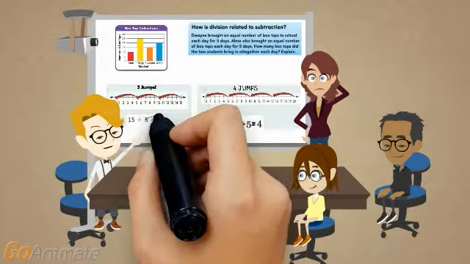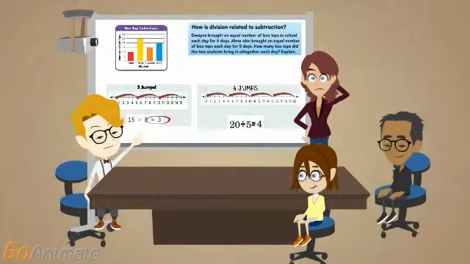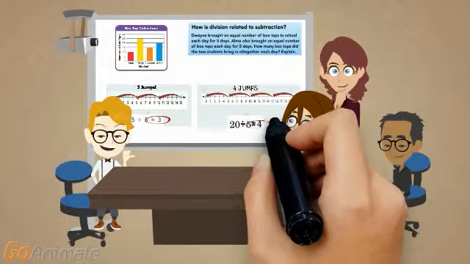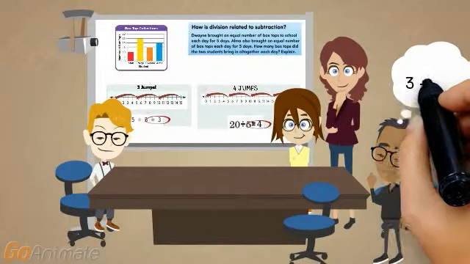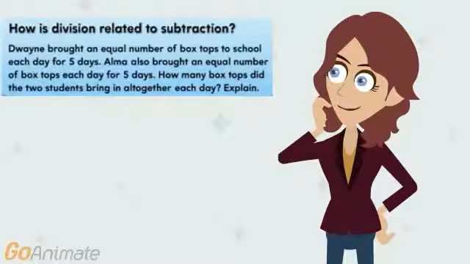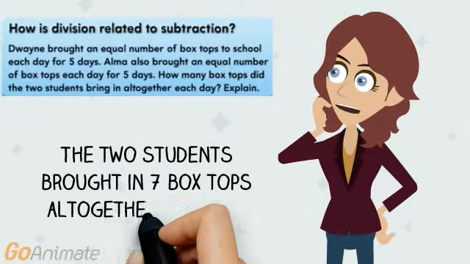Well, Dwayne brings in 3 box tops each day. And Alma brings in 4 box tops each day. So, 3 plus 4 equals 7. Very good job, boys and girls. Now, we can answer this by saying that the two students brought in 7 box tops altogether each day.